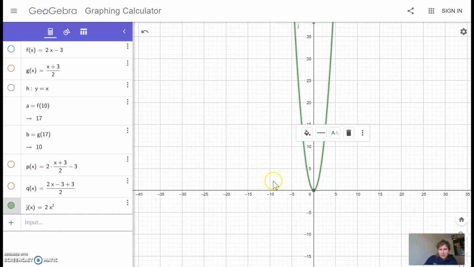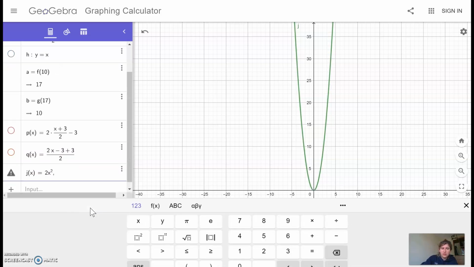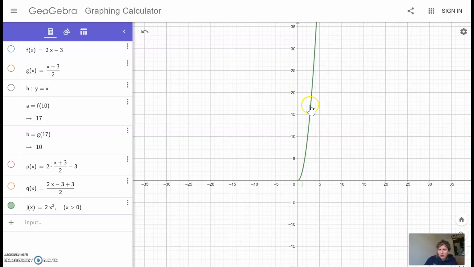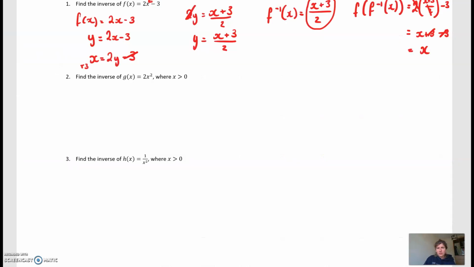Now, this is important because here you can see that for any x value, except for 0, you've got two y values. Now, like I said, with an inverse, you can't have that. So we're going to restrict this function to say we're only going to look at where x is greater than 0. So this is what we're going to find the inverse of, because now we've got one x value for every one y value.